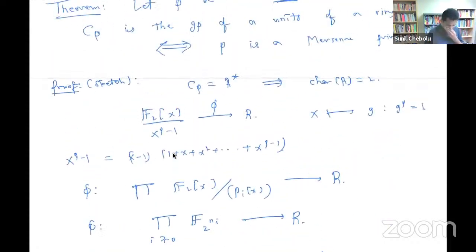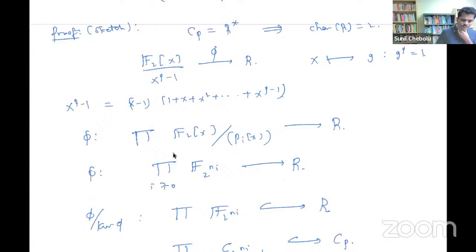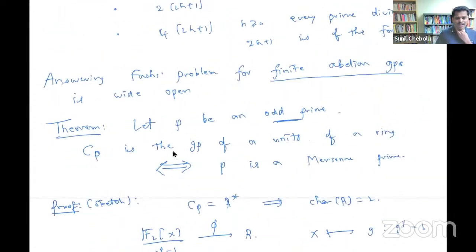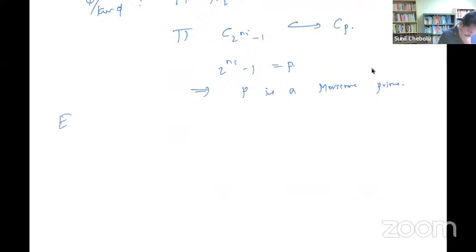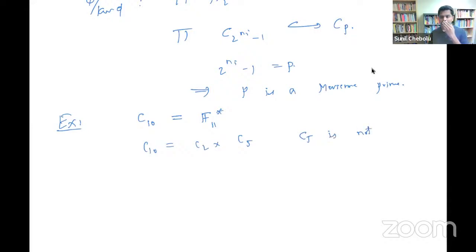Okay, and already you can see the subtlety of this problem. You know the answer for cyclic groups, but I'm saying that this is wide open for finite abelian groups. To illustrate this, let's look at C10. Well, that is realizable because this is the set of units in the field of 11 elements. But C10 is C2 cross C5, and C5 is not realizable. There is no commutative ring whose unit group is C5, because 5 is not a Mersenne prime.